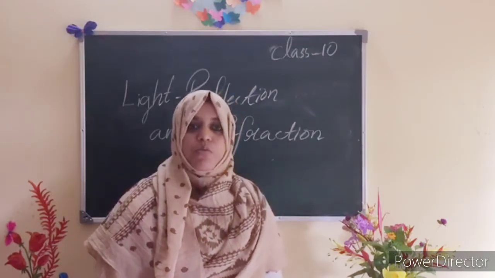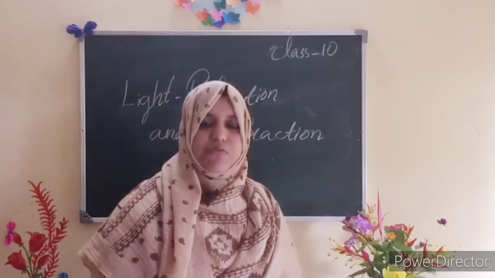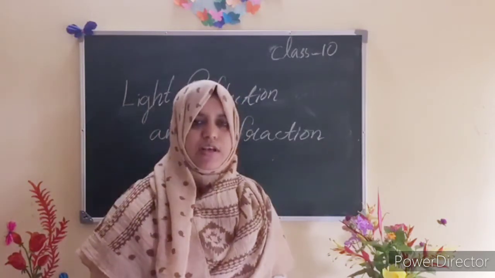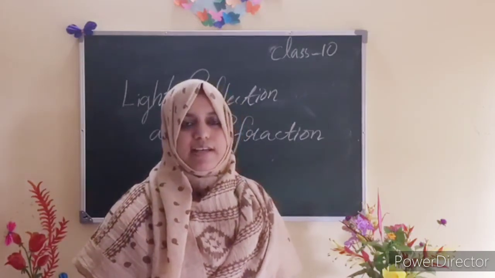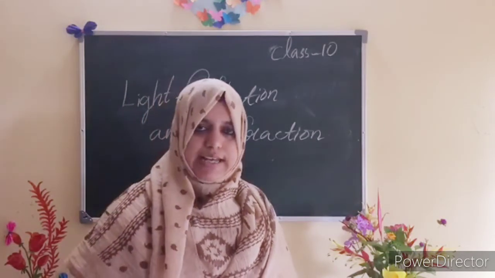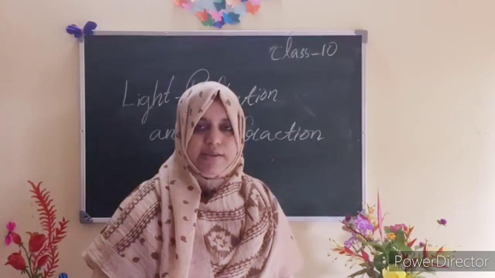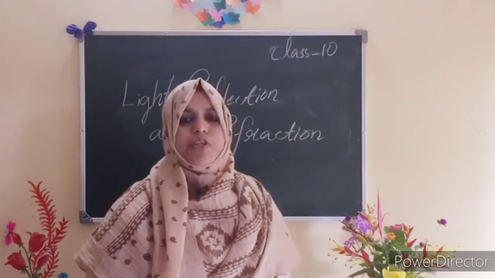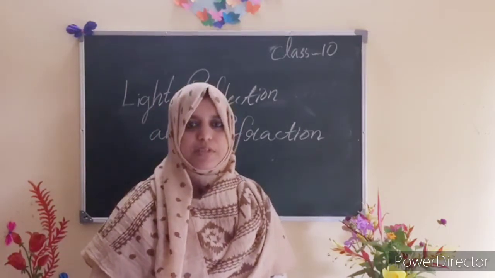See, children, first of all, what is light? Light is a form of invisible energy which produces the sensation of sight or vision. We already studied it in lower classes, but it doesn't matter. Now again I am telling the definition of light. We can see objects in the presence of light, although the light is itself invisible.